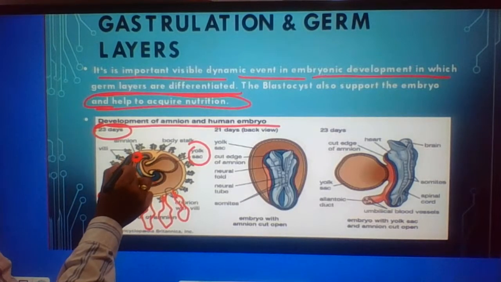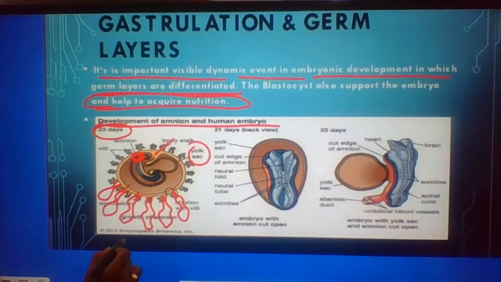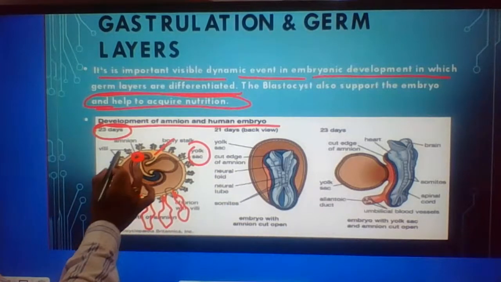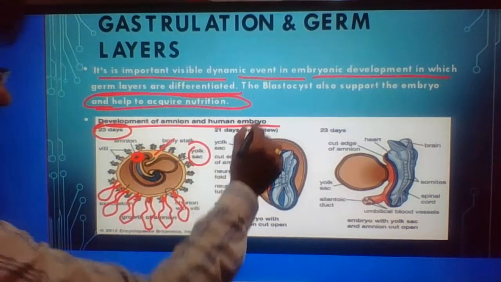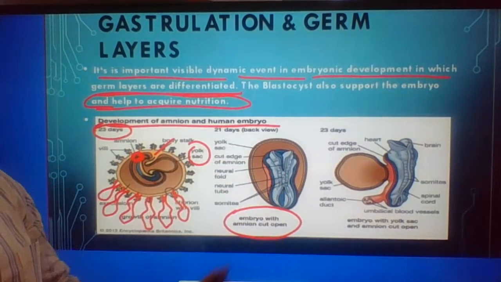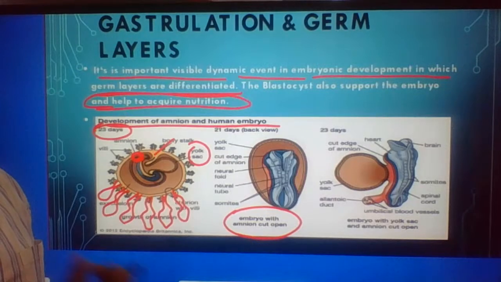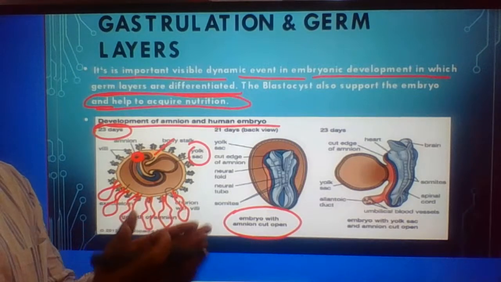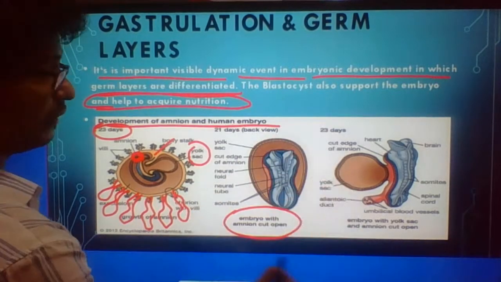You see this is the amnion, right? This is a body stalk over here. So growth of the amnion first takes place. After the amnion, the embryo with the amnion is cut open, then the germ layers start to differentiate: ectoderm, mesoderm, endoderm. Each new organ is given its own division of labor, okay? Then the division of labor takes place.